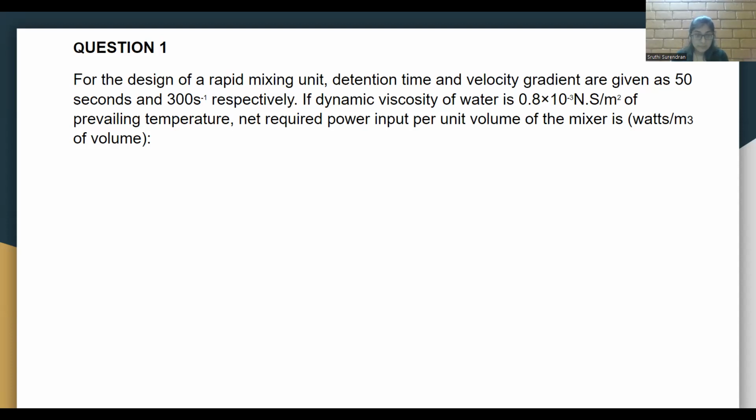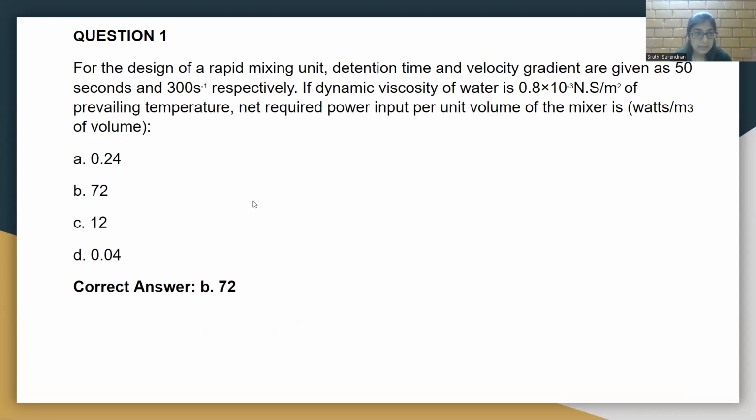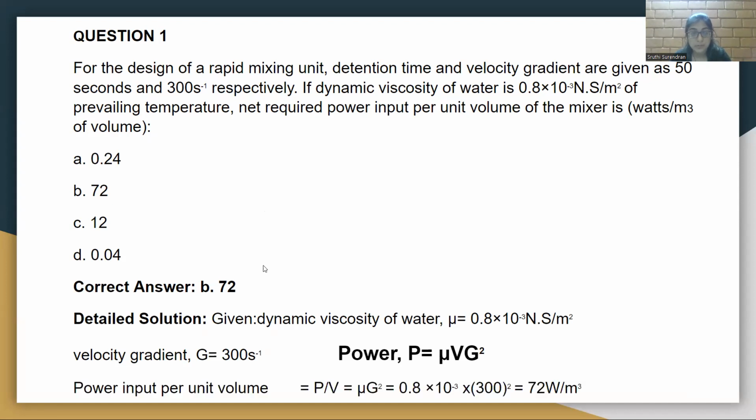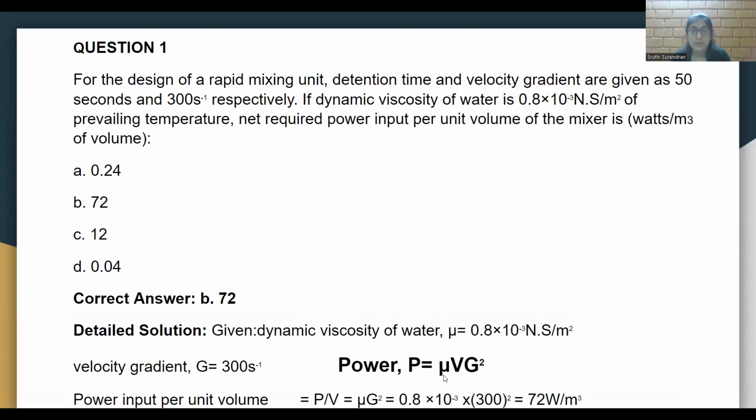Is it 72? Okay, let's check the solution. Right, the answer is 72 watts per meter cube. The dynamic viscosity is given in Newton second per meter square, and the velocity gradient is 300 per second. They have asked for the power per unit volume, so you can take the volume term down and just find the product of the dynamic viscosity and G square, which is 0.8 into 10 to the power minus 3 into 300 square, giving 72 watts per meter cube. So that answer is right.